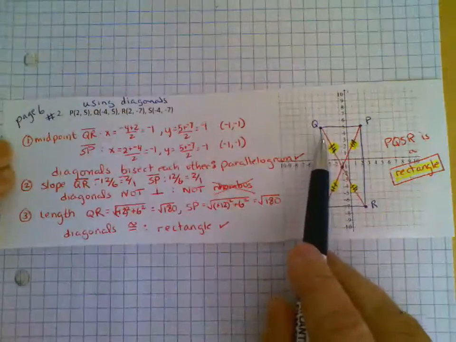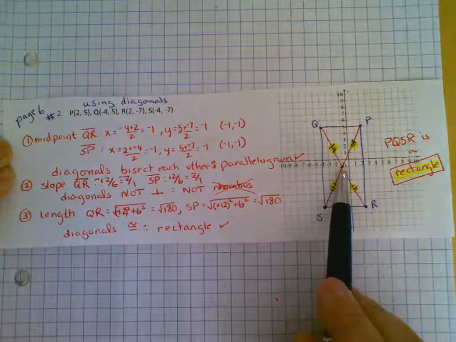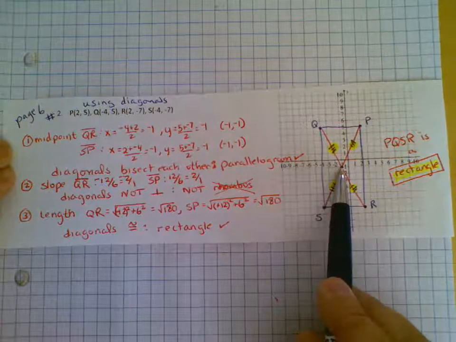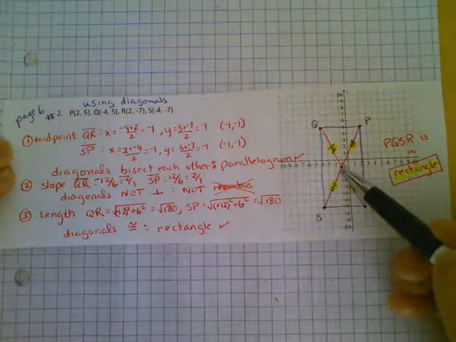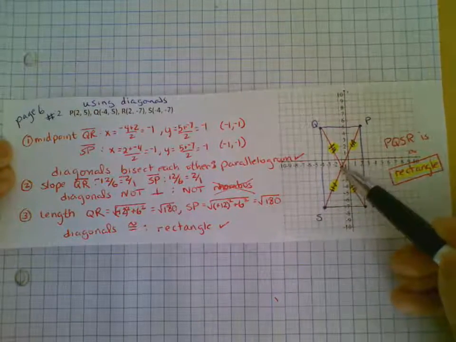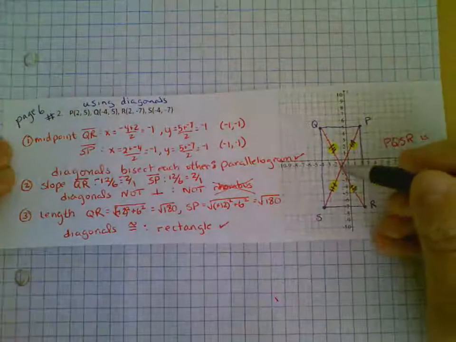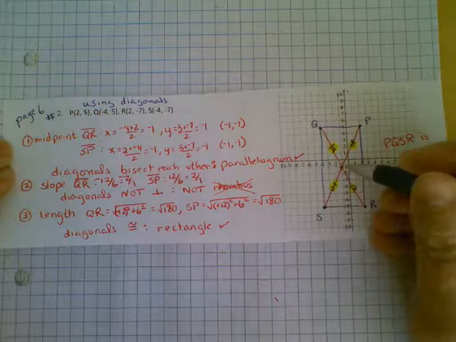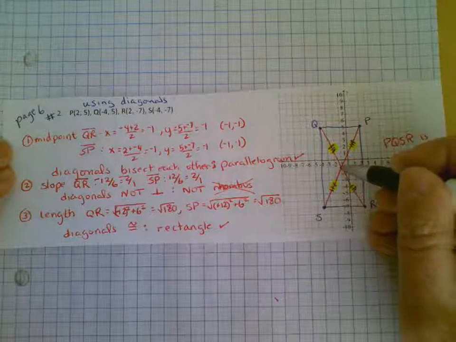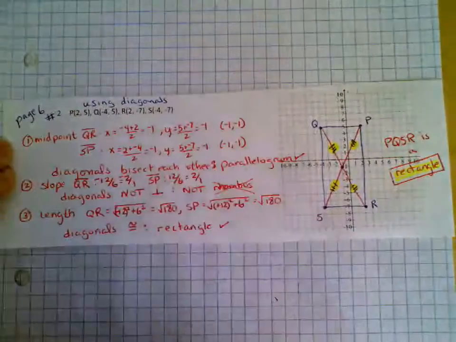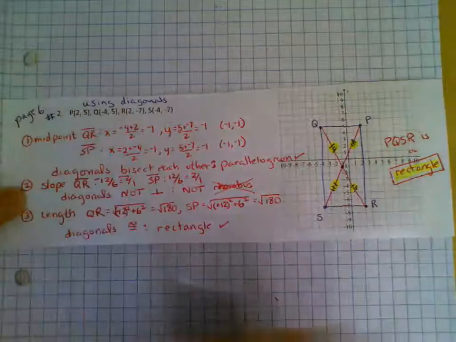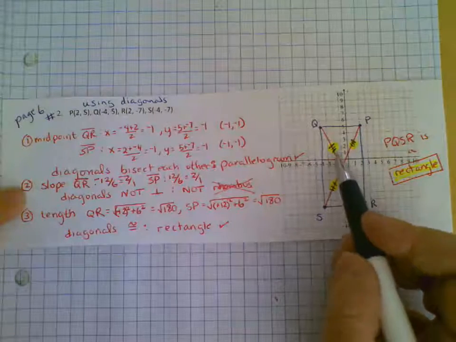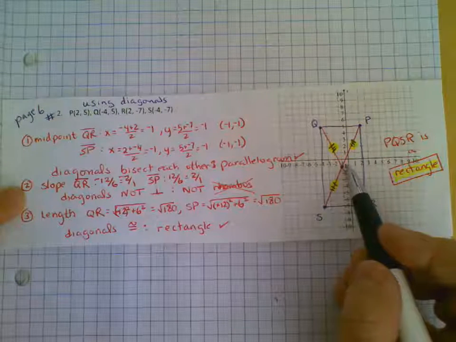So the midpoint of QR we find to be -1, -1. If I do the same thing for SP, I again find -1, -1. Since they intersect at the same point, and that point is the midpoint of each of them, they bisect each other, and so it's a parallelogram. Next, we can look at the slopes. If the diagonals are perpendicular, then it's a rhombus.